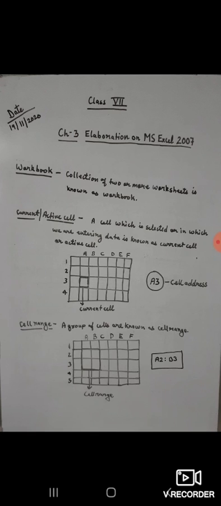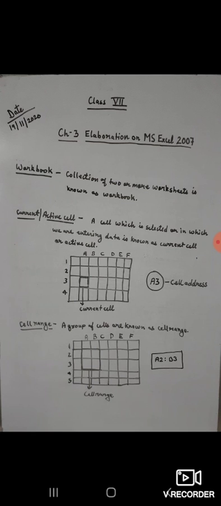Next, cell range. A group of cells is known as a cell range. When we select more than 2 cells, they form a cell range, as shown in the figure. Here 4 cells are selected, so the group of 4 cells is called a cell range.